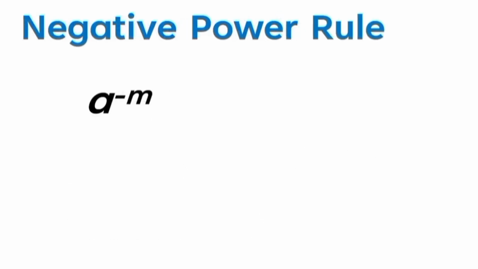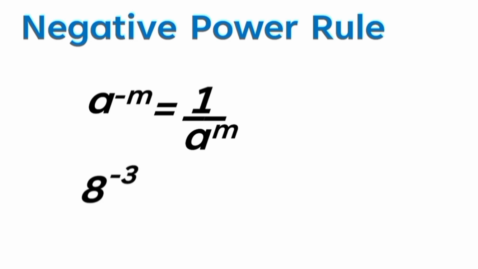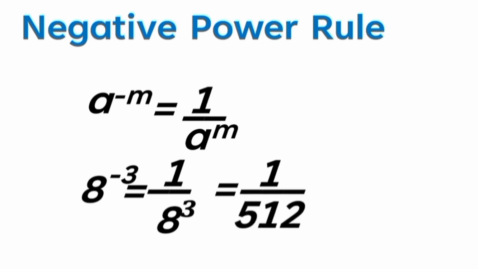We have the negative power rule. We have a to the power negative m is equal to 1 over a to the power m. So a has become a reciprocal. So we have 8 to the power negative 3 is equal to 1 over 8 to the power 3, or 1 over 512.